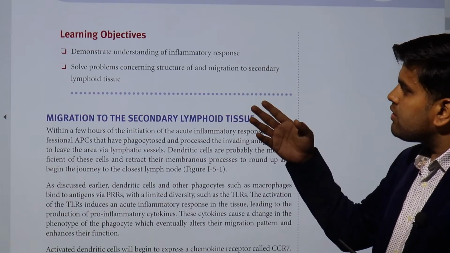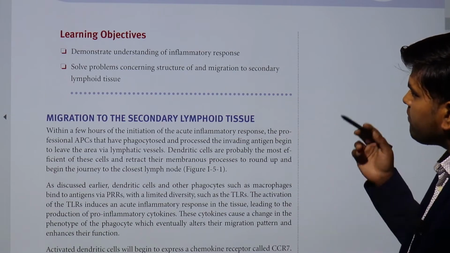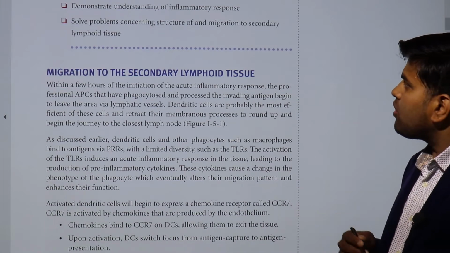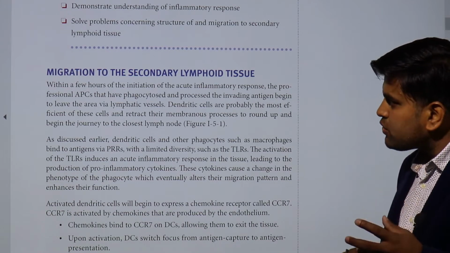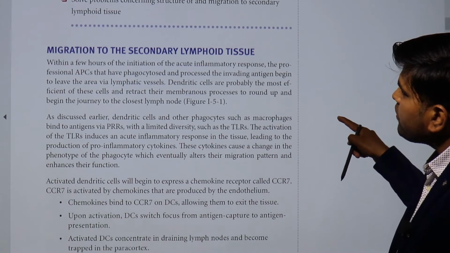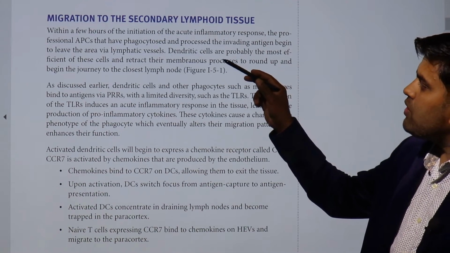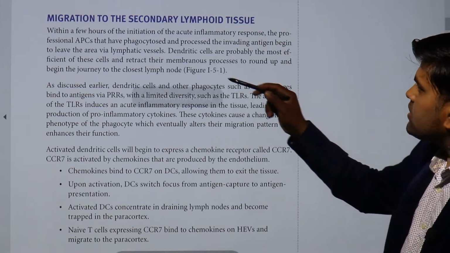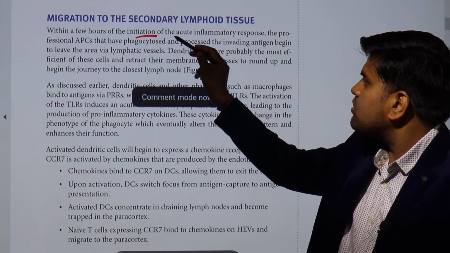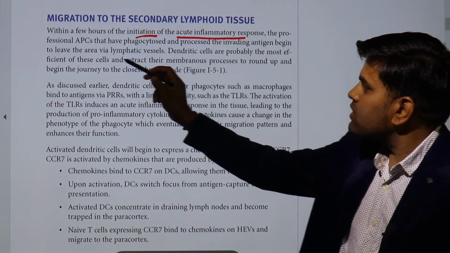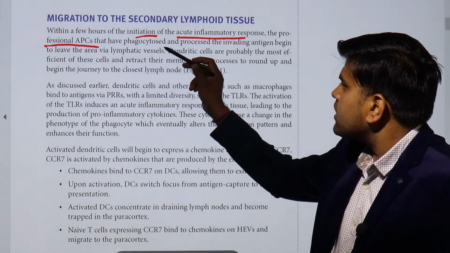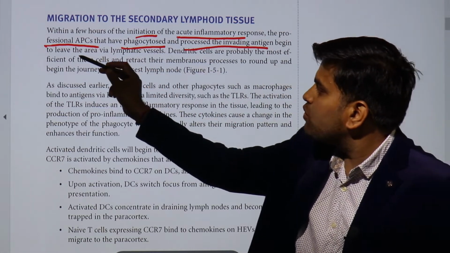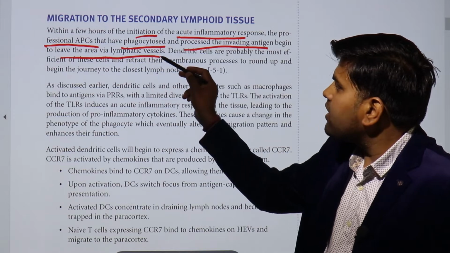Our learning objective will be to demonstrate the understanding of the inflammatory response and solve problems concerning structure and migration to secondary lymphoid tissue. Within a few hours of initiation of the acute inflammatory response, what will happen? The professional APC, that is the antigen presenting cell, that has phagocytosed and processed the invading antigen, begins to leave the area via the lymphatic vessel.